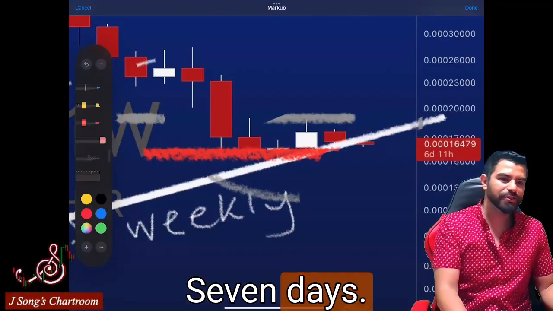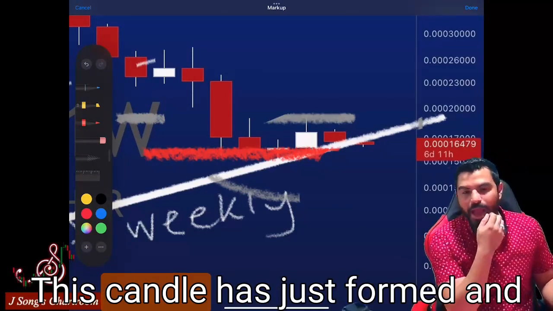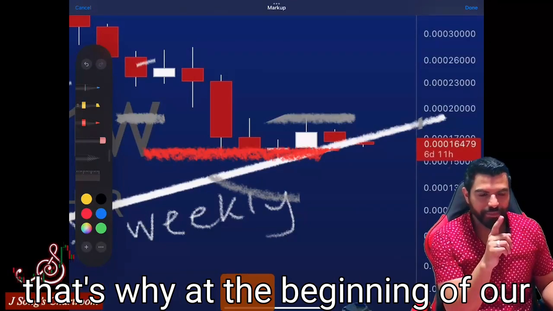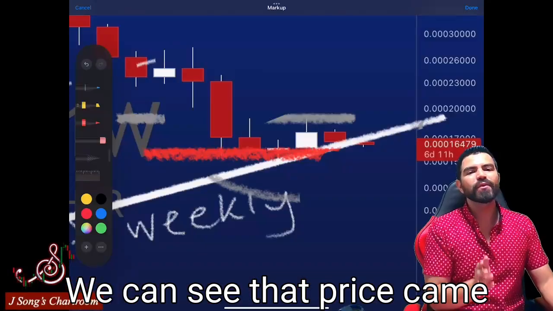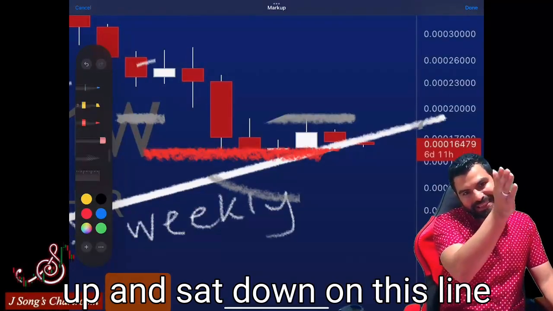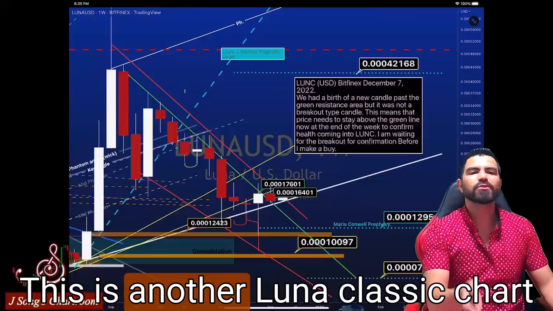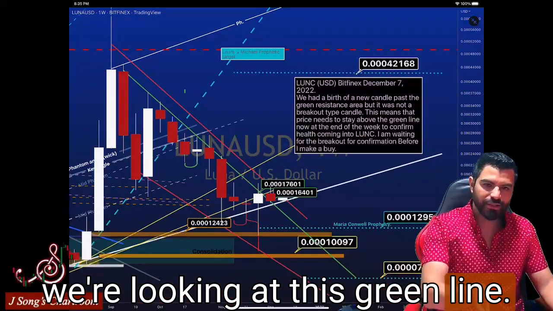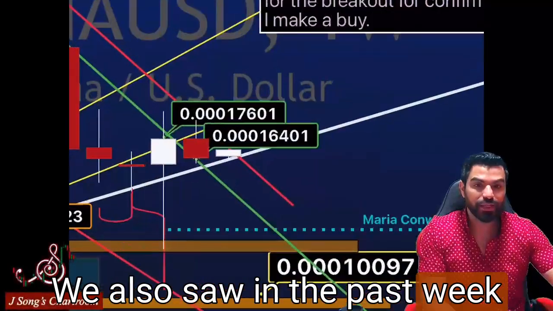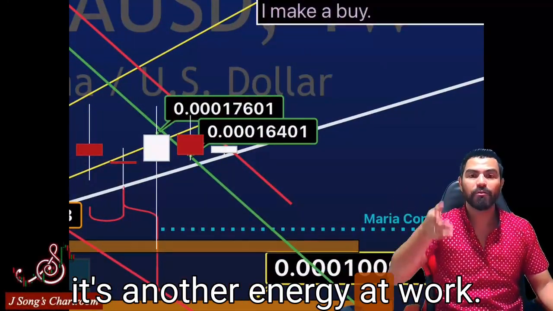Seven days. Oh, this didn't close on Sunday then? That's right. This candle has just formed, and that's why at the beginning of our lesson I showed you guys to turn on that countdown to bar close. We can see that price came up and sat down on this line, exactly where we're supposed to. This is another Luna Classic chart that I've done for a while, and we're looking at this green line. We also saw in the past week this green line, which we haven't covered in today's class, but it's another energy at work.